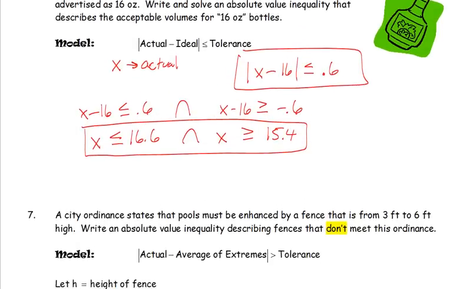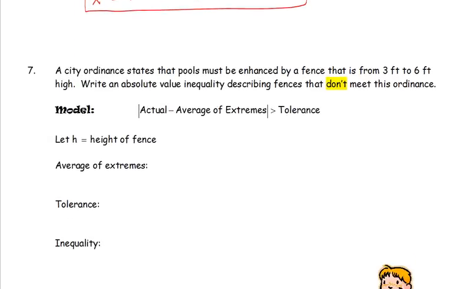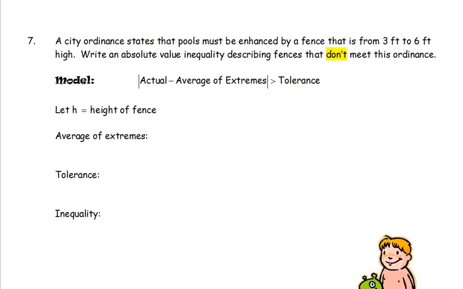There's also another tolerance model where we have to do a little bit more work, and we have to deal with the extremes. So a city ordinance states that pools must be enclosed by a fence that is from 3 feet to 6 feet high. That probably should say enclosed. Write an absolute value inequality describing fences that do not meet this ordinance. Okay, so we want to know "do not."